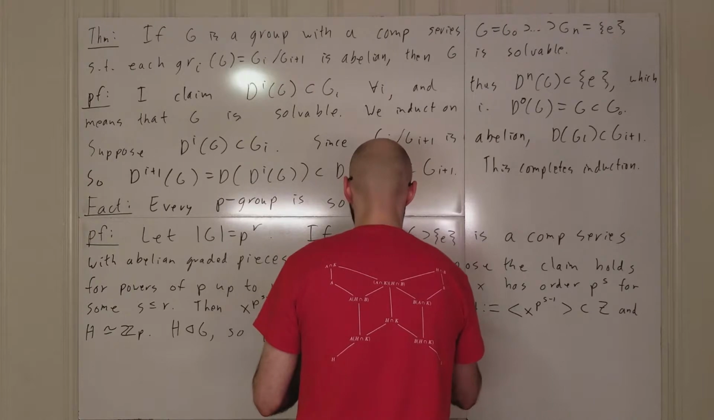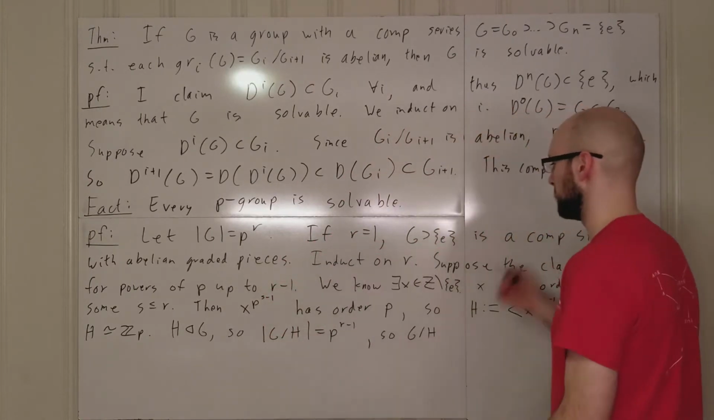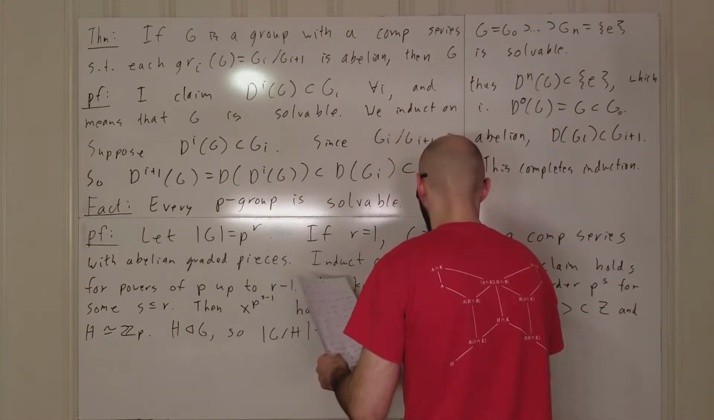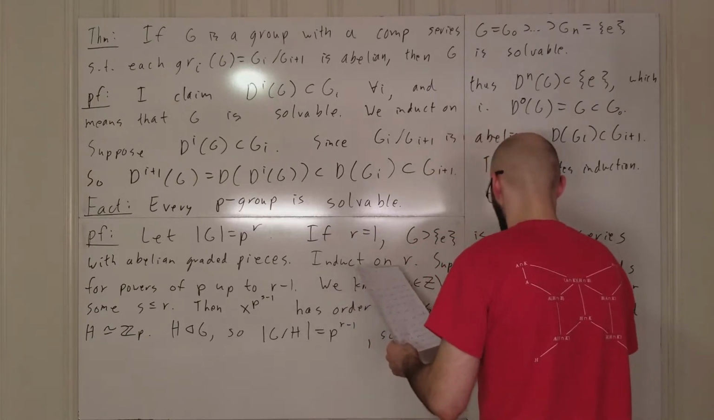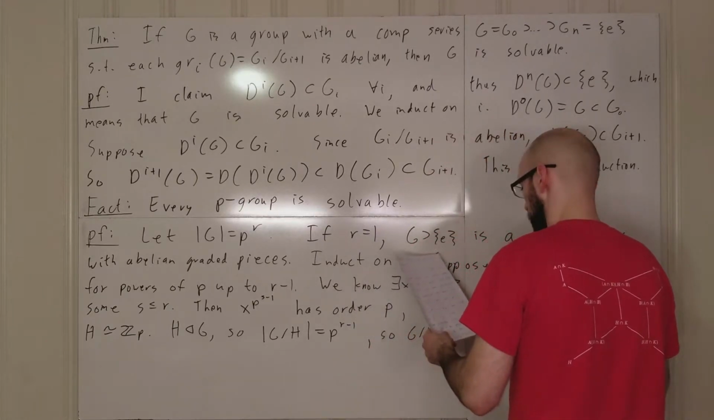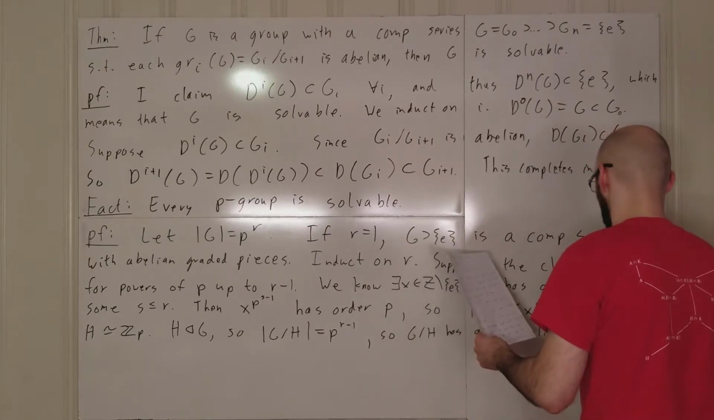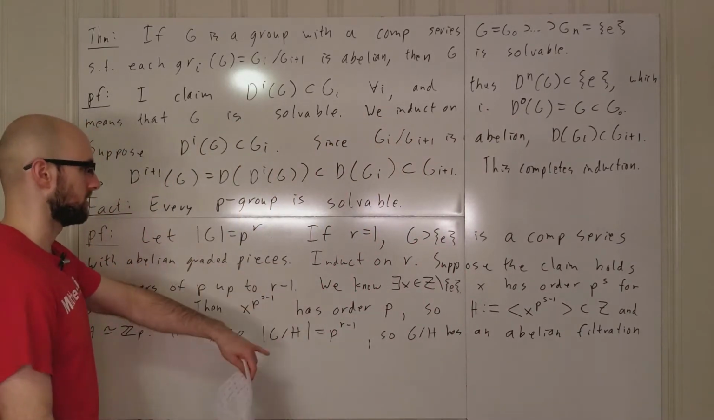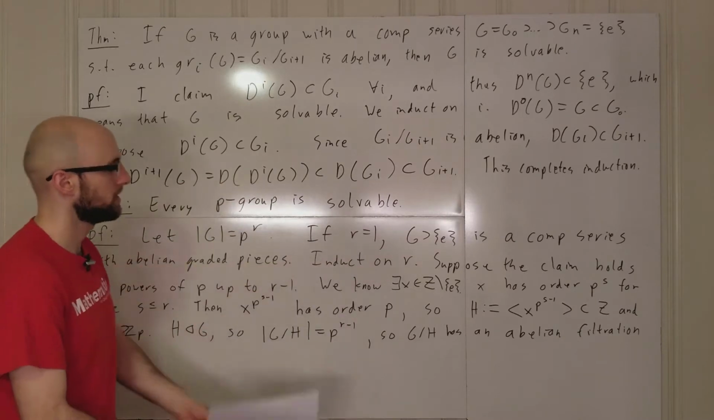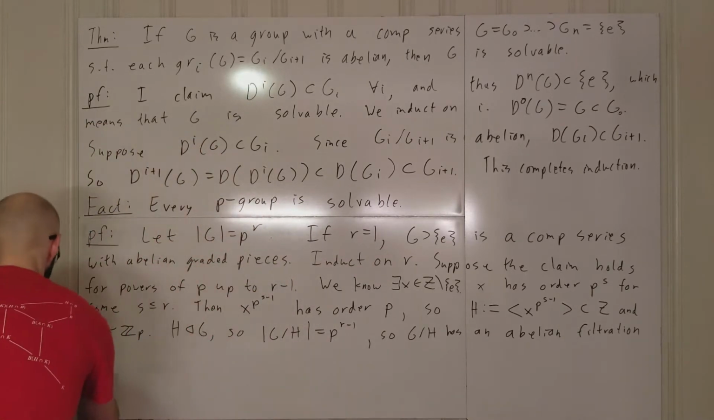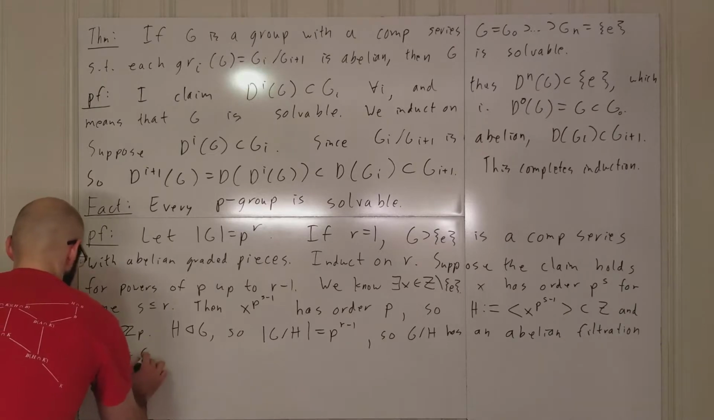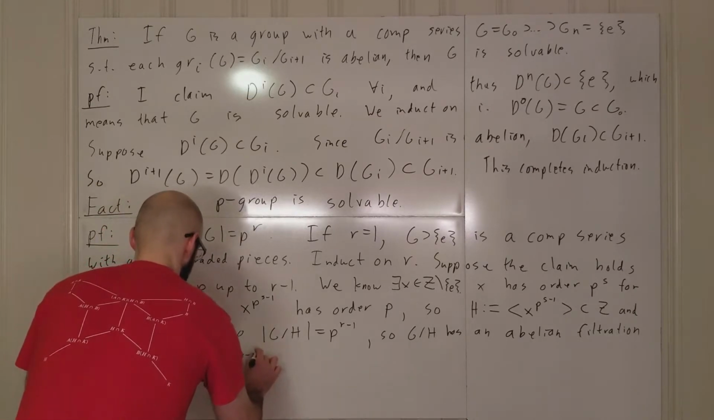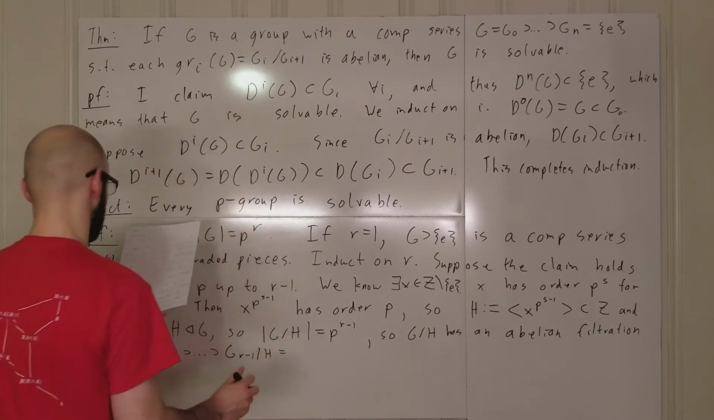So G mod H, by the inductive hypothesis, or induction hypothesis, I don't know which one you say, has an Abelian filtration, right? Because we know that G mod H is solvable by the induction hypothesis, and so it has an Abelian filtration by this theorem, and we're going to call this G mod H is G0 mod H, containing all the way down to GR minus 1 mod H, which equals H.